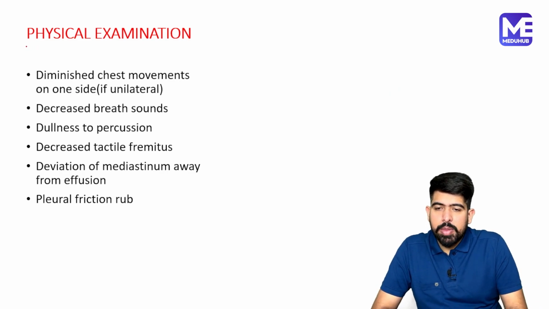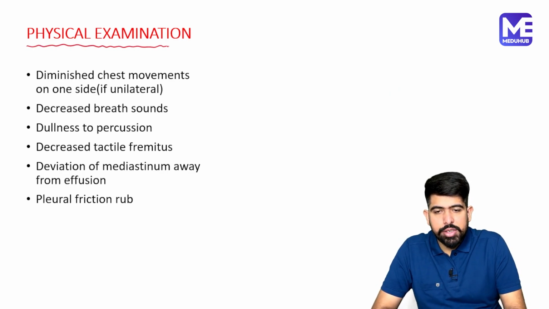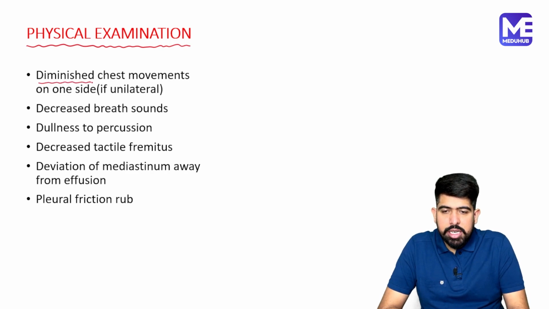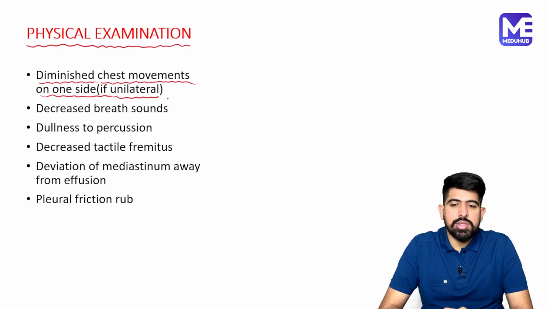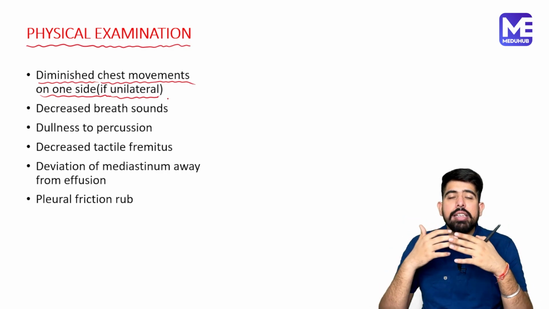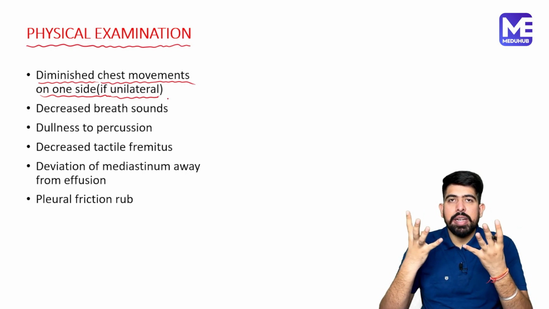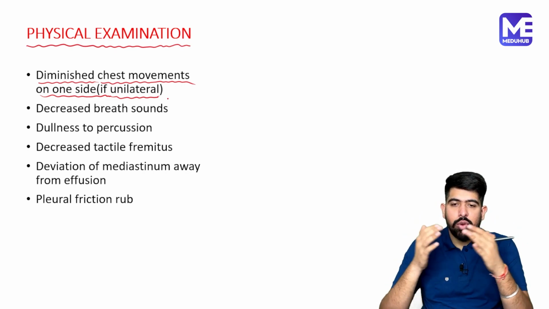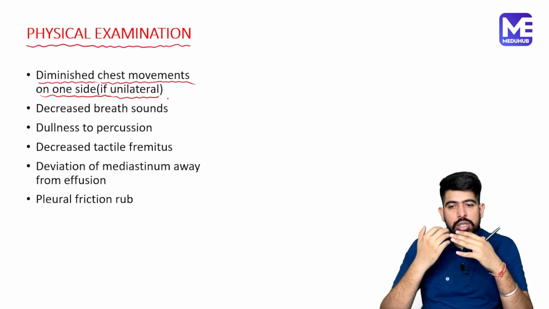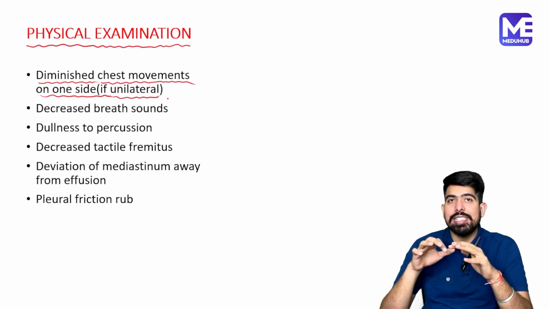Now we are going for the next thing, which is the physical examination of the patient. What will be the physical examination findings? We see diminished chest movement on one side if a unilateral pleural effusion is there. As we see, when the patient breathes, the chest wall is expanding, and the lungs are expanding and recoiling. But if there is a pleural effusion on one side, the chest movement on that side will be decreased, right?